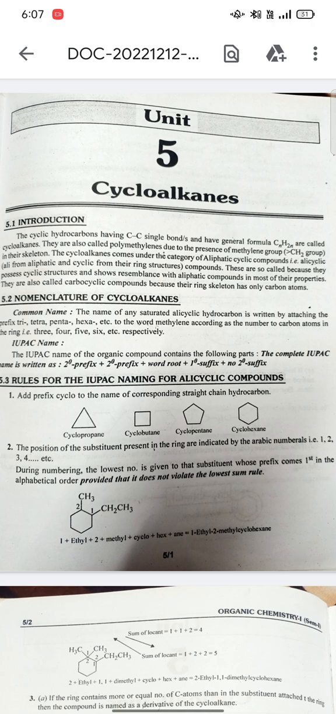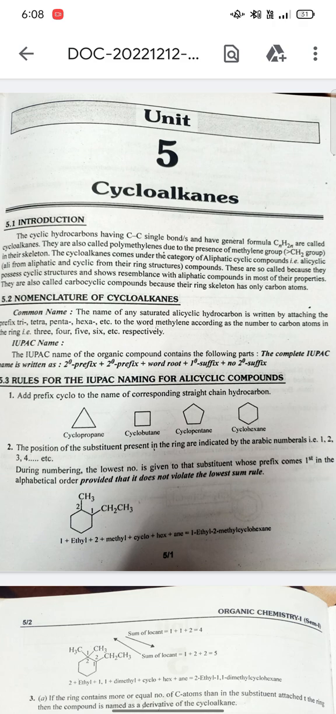Nomenclature of cycloalkanes. Common name. The name of any saturated alicyclic hydrocarbon is written by attaching the prefix tri, tetra, penta, hexa, etc. to the word methylene according to the number of carbon atoms in the ring, that is 3, 4, 5, 6, etc. respectively. IUPAC name. The IUPAC name of the organic compound contains the following parts.